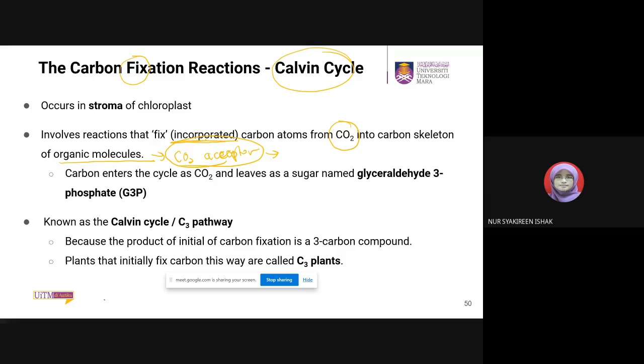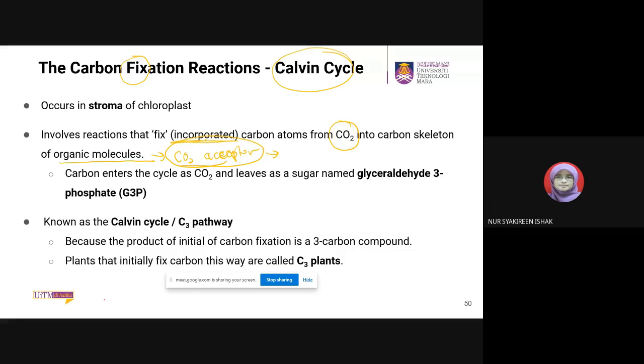Faham ke? Faham madam. Okay. So jangan ingat Calvin cycle ni dinamakan dark reaction, dia boleh berlaku pada waktu malam. Tak. Calvin cycle hanya akan berlaku pada waktu siang sebab dia perlukan NADPH dan juga ATP yang terhasil semasa light reaction. Okay. So Calvin cycle occurs in the stroma sebab apa? ATP dengan NADPH terhasil dalam stroma. Dan juga enzyme that is involved in Calvin cycle are located in the stroma.